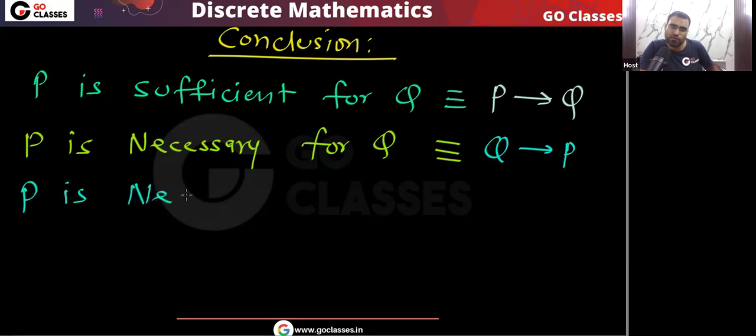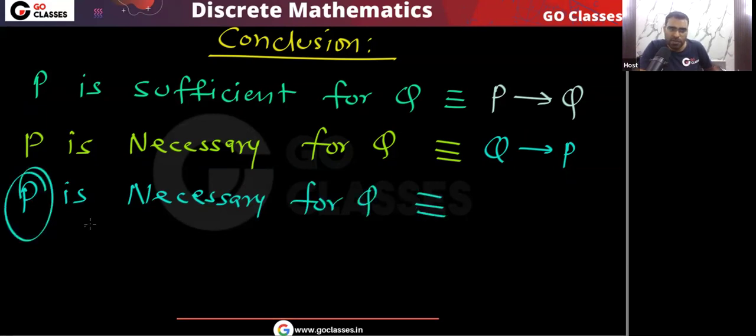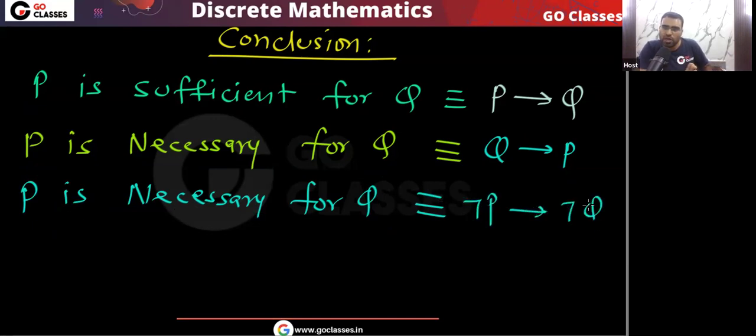P is necessary for Q. I told you the logic. Just remember the logic. The logic is very simple: P is mandatory for Q. So if P does not happen, then Q does not happen. Very simple. All these points, are they clear? So these are the conclusions.